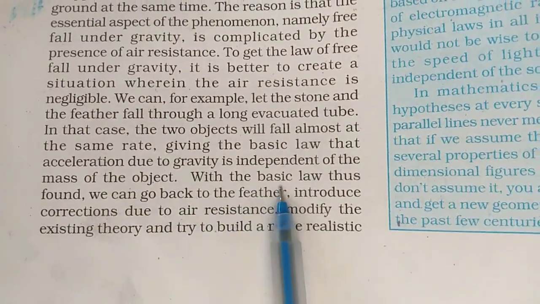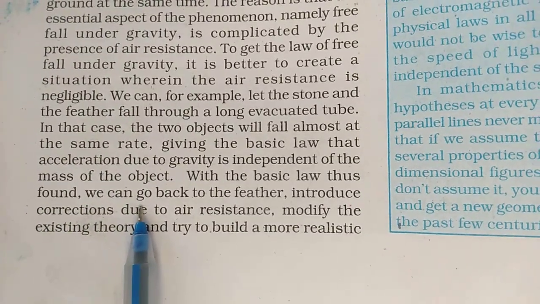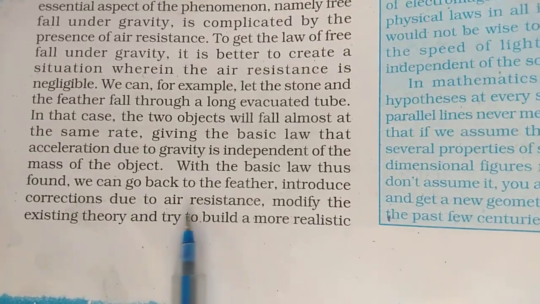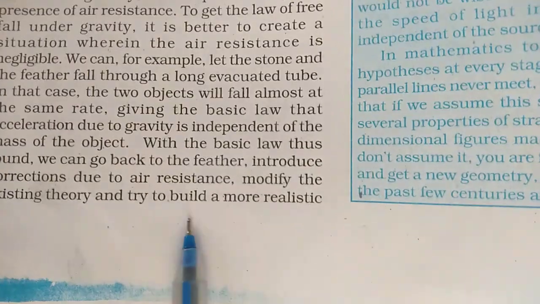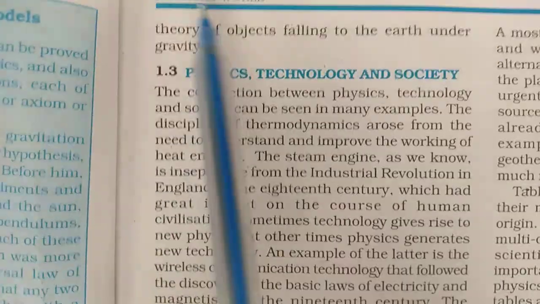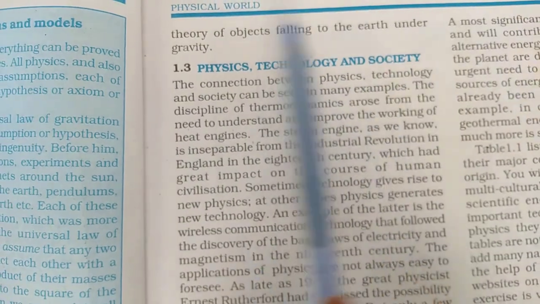With the basic law thus found, we can go back to the feather, introduce corrections due to air resistance, modify the existing theory, and try to build a more realistic theory of objects falling on the earth under gravity.